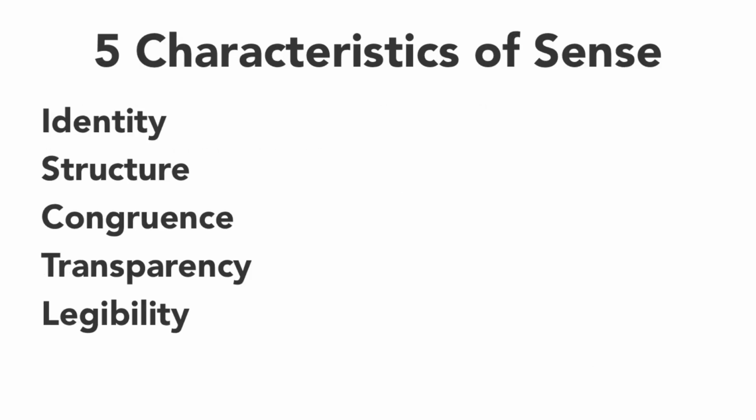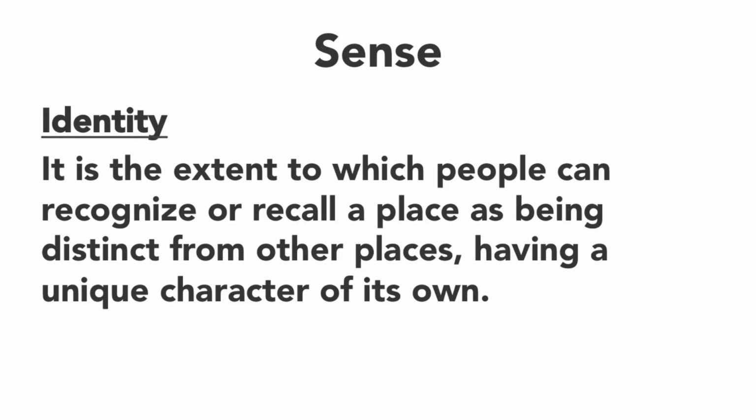There are 5 characteristics of sense, which are identity, structure, congruence, transparency, and legibility. Identity is a sense of place. It is the extent to which a person can recognize or recall a place as being distinct from other places, as having a vivid or unique or at least particular character of its own.